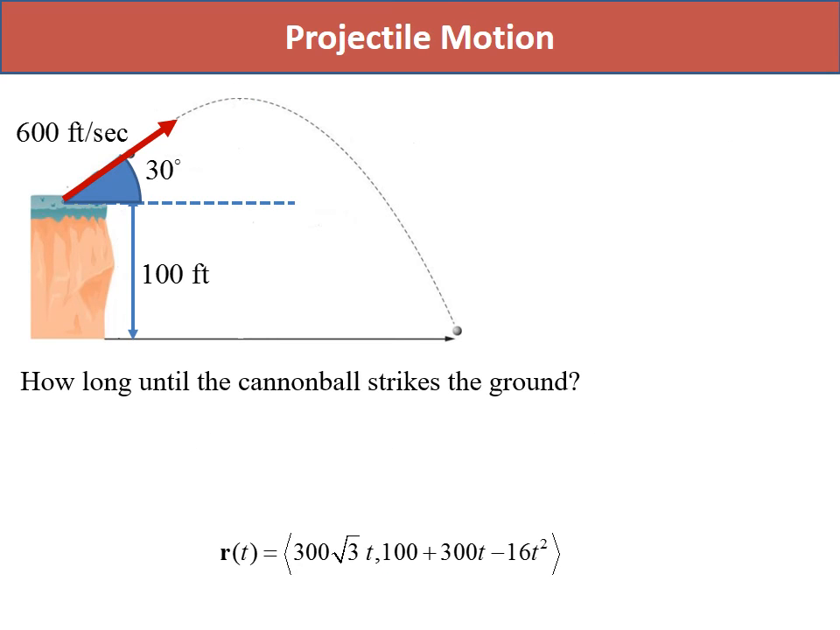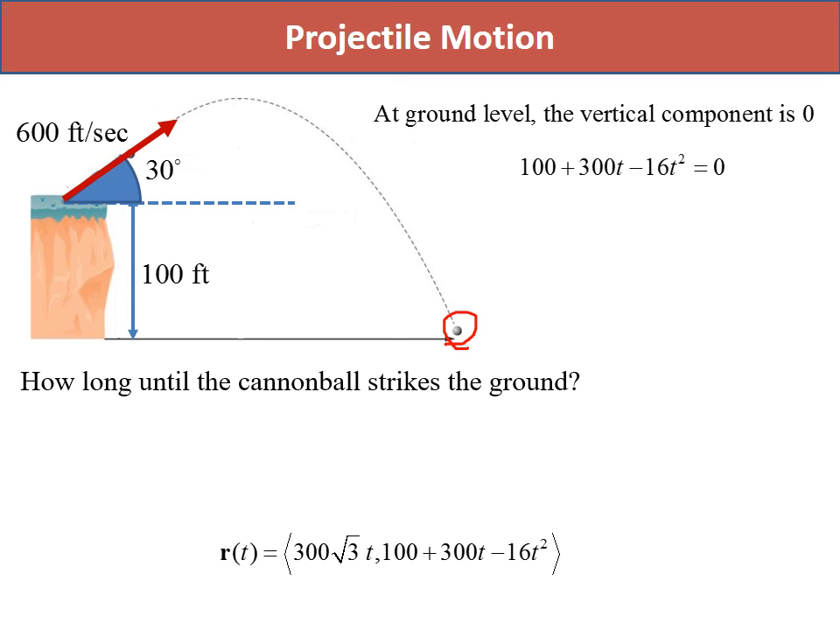Now likewise, if we want to find the length of time until the cannonball strikes the ground, we simply recognize that when the cannonball strikes the ground, then the y component is 0. So we need to take the y component and set it equal to 0. Solving the quadratic equation, we actually get two answers. The negative answer obviously has no meaning in this situation, so it's got to be just the positive answer. The length of time is 19.08 seconds until the cannonball strikes the ground.